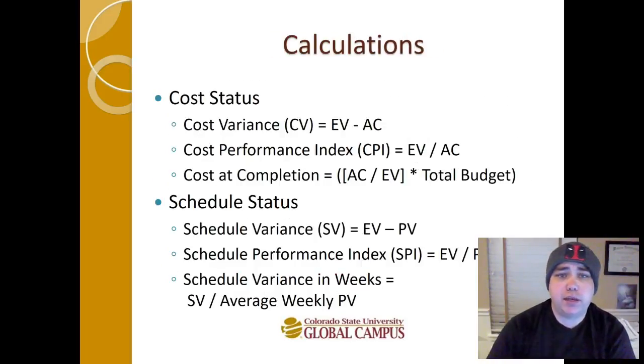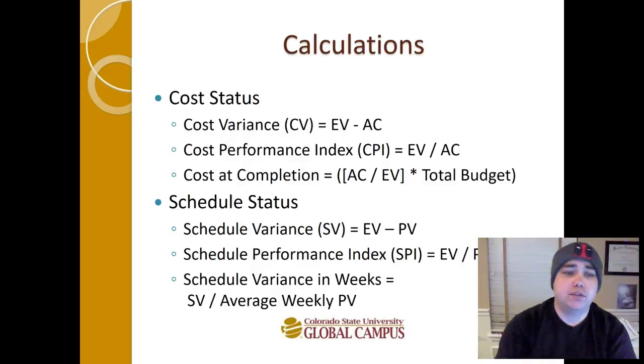So there's three main calculations that you're going to know for cost status. Cost variance, CV, is one of the more popular ones, which is earned value minus actual cost. Your CPI is a ratio to help give you an idea of if your cost is above or below budget. And you can also figure out cost to completion by dividing AC by EV and multiplying that by your total budget.